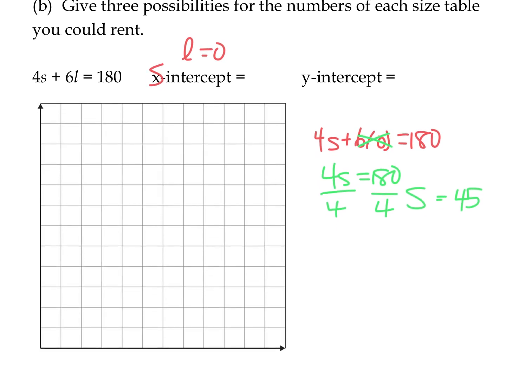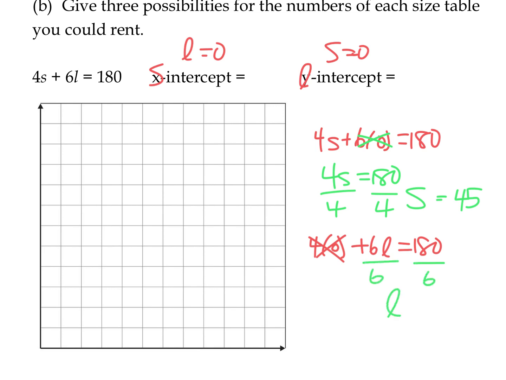Now the next one, let's call this the L-intercept, would have an s of 0. So if we have 0 small tables, how many large tables? We have 4 times 0 plus 6L equals 180. That cancels out. We get 6L equals 180, divided by 6 on both sides. We get L equals 30. So these intercepts are saying the S-intercept is when I had L equals 0. So when I have 0 large tables, I'd need 45 small tables to be able to seat 180 people. If I have 0 small tables, I need 30 large tables.